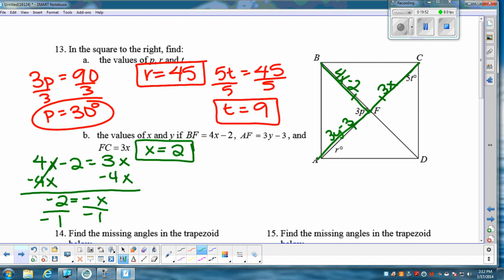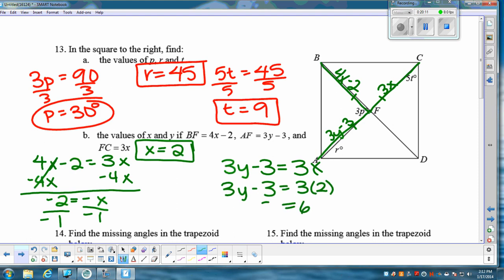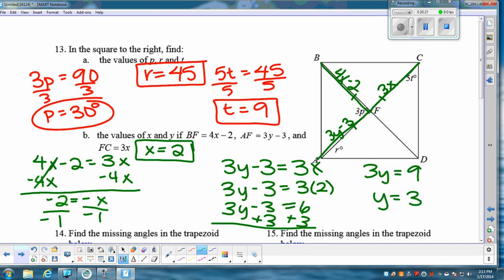Then to figure out y, I only have one half that actually uses the y. So I have 3y minus 3. And then I know what x is, so I can pick either piece that involves x to plug in x. So I'm going to take the 3x, and then I plug in that x is 2. So I get 3 minus 3y minus 3. Add the 3. 3y equals 9, which means that y equals 3.